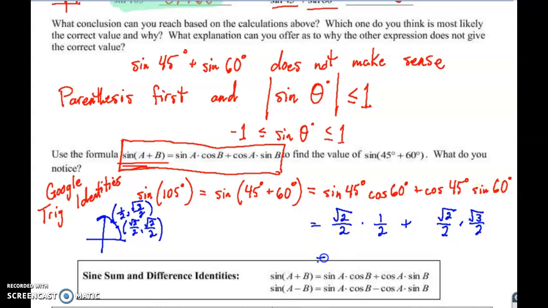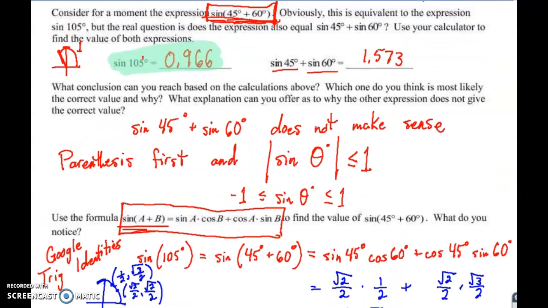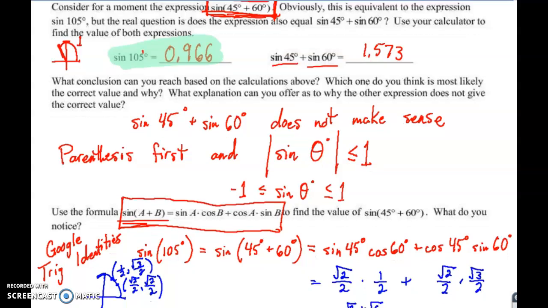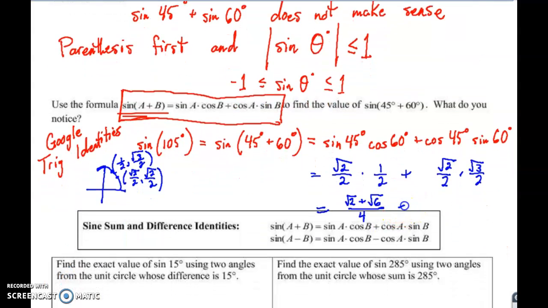So as you multiply, and remember to multiply fractions, it's just numerator with numerator, denominator with denominator. So they both have a denominator of 4, and on the numerator we have root 2 plus root 6. And what I'm saying is that should be equal to that 0.966 value that our calculator said earlier.